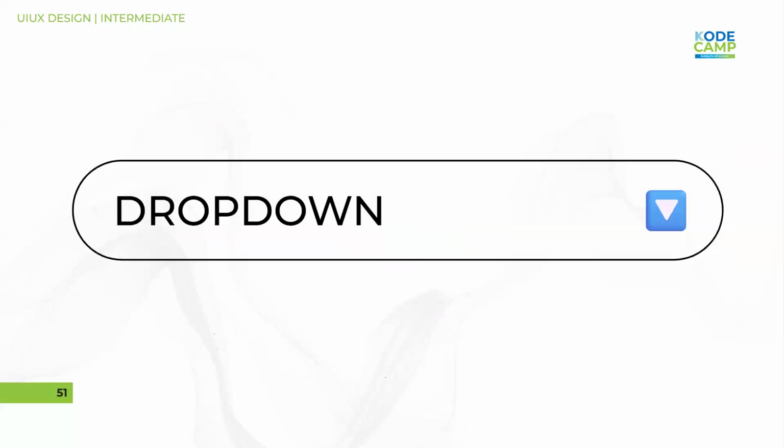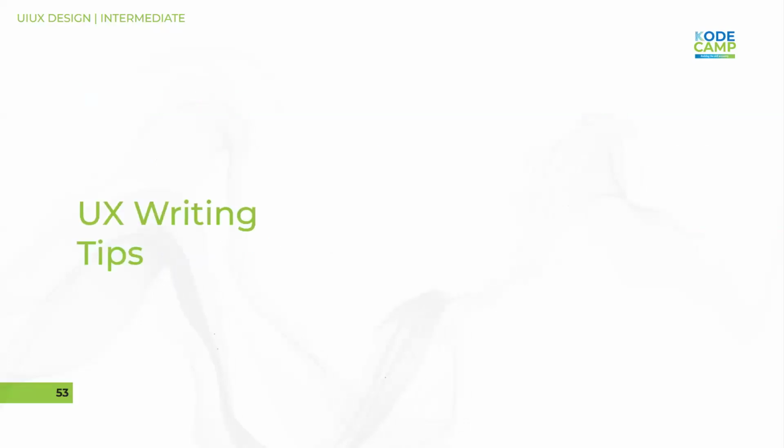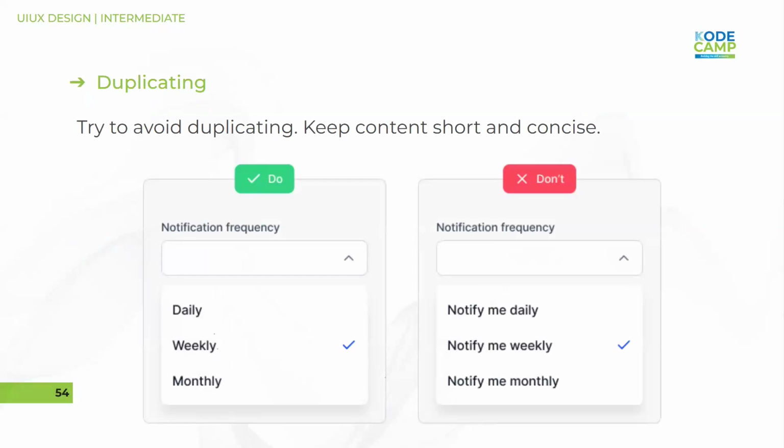So that is all for input field. Let's look at drop down. This is interesting. So, the UX writing tips for drop down. What are they? Avoid duplicating, and keep content short and precise.